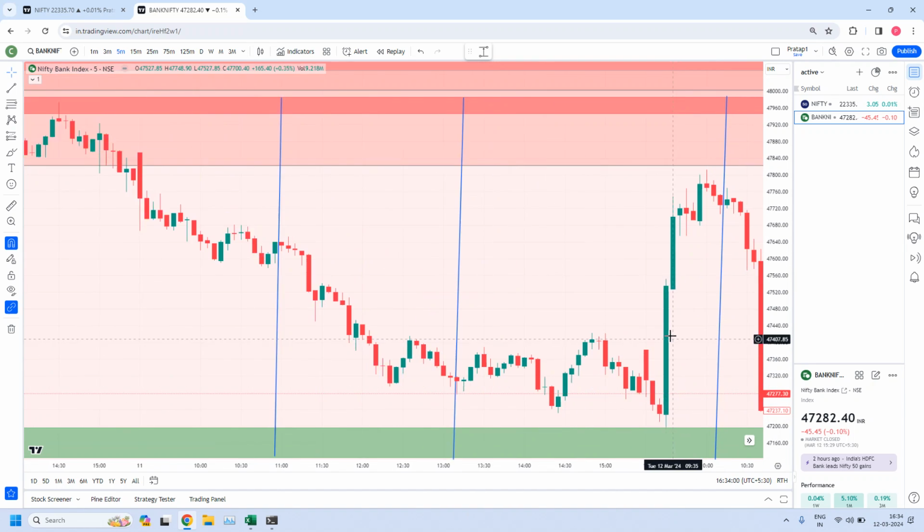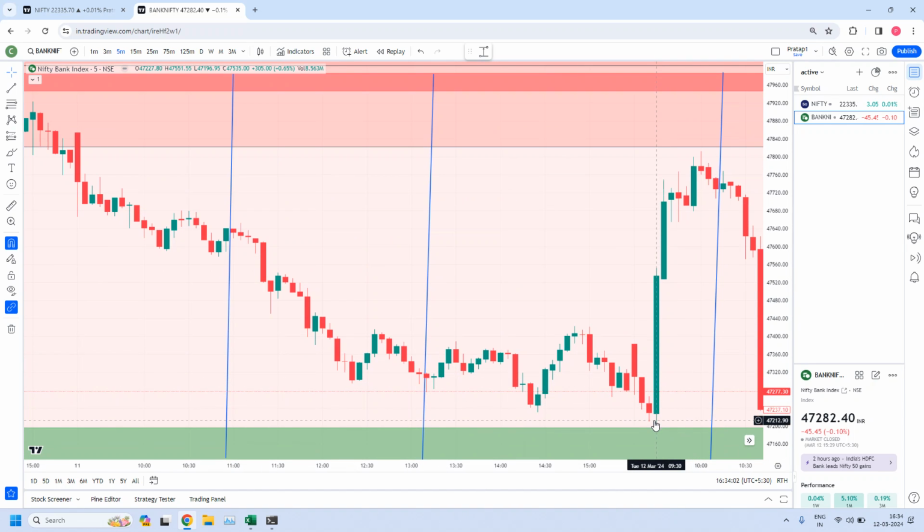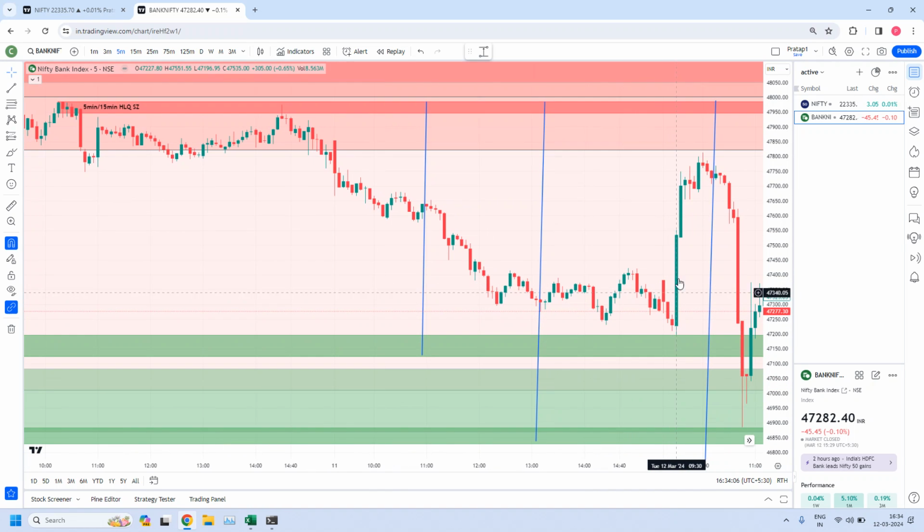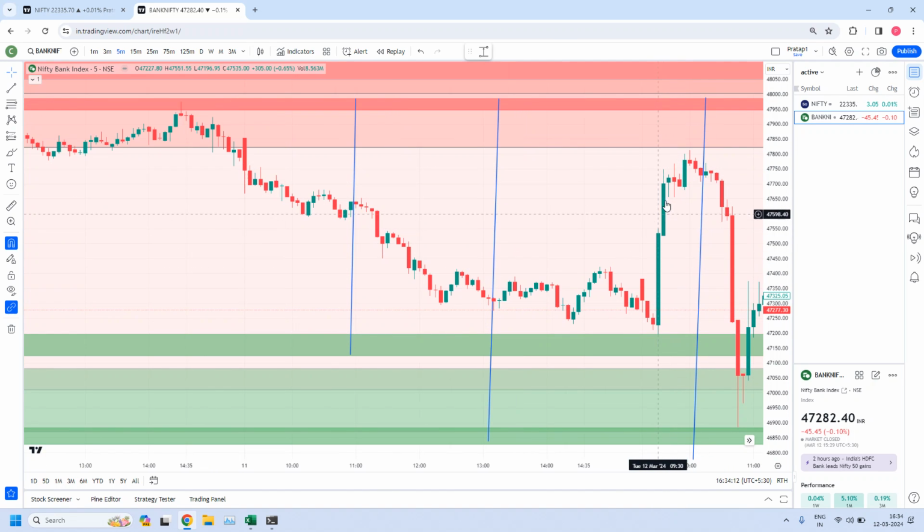Today it has given another trade at the morning 9:30 candle. After that, Bank Nifty moved 600 points up. A 600 points move. From here again it came down. What is the reason for moving down from here?